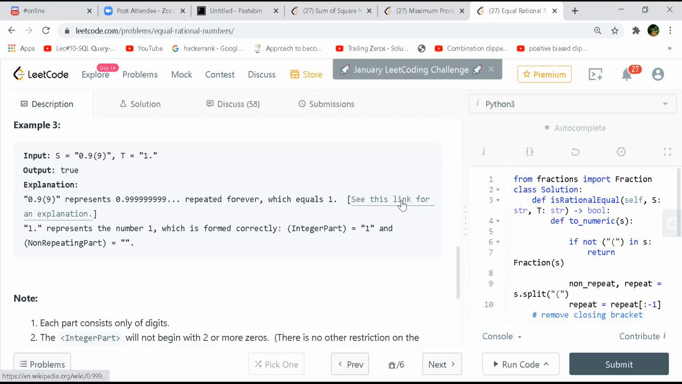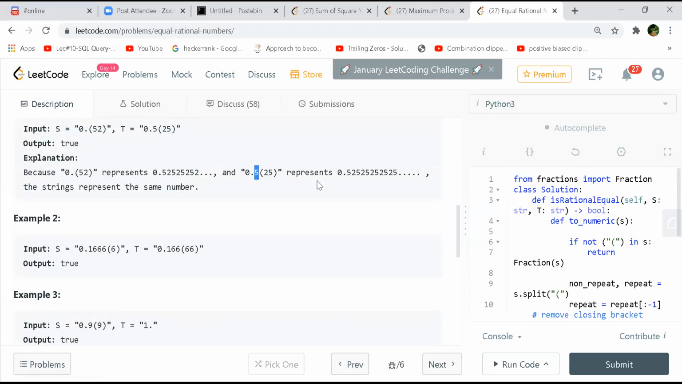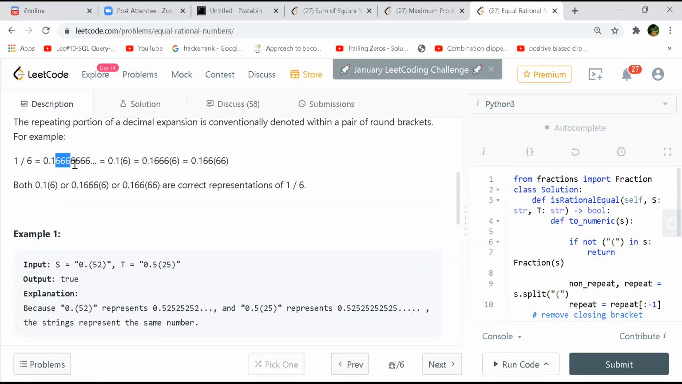Or one way is to convert them to a fraction and then compare. Okay, that was a very good one. So do you mean you convert to a numerator and denominator and all that stuff? Yeah, if this is given, you convert to this format. Okay, but then how do we do that, especially for 1 and 0.999?